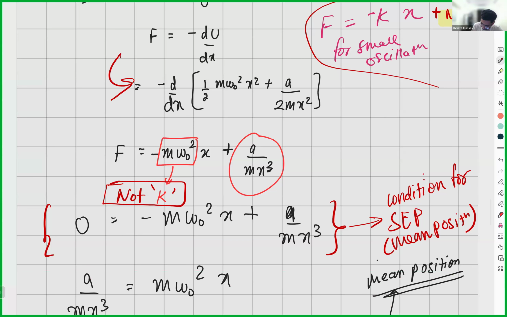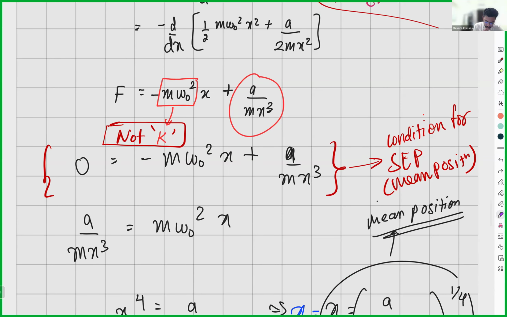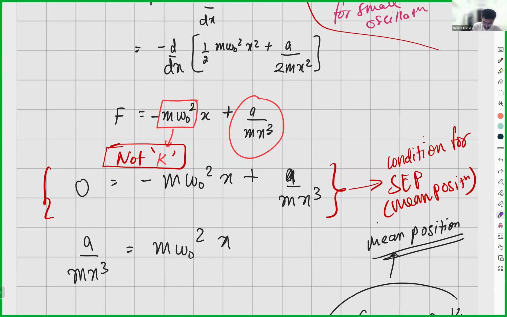Next step is this one. So when you calculate the force F, after taking the derivative and all, you see this quantity m omega naught square, this is not k. ये k नहीं है. This is not k. This would have been k. ये k होता कब? जब second term नहीं होता. X dependent term नहीं होता. Because of this particular term, that thing which is multiplied with x is not k. Okay.